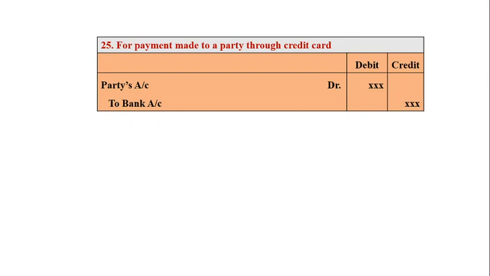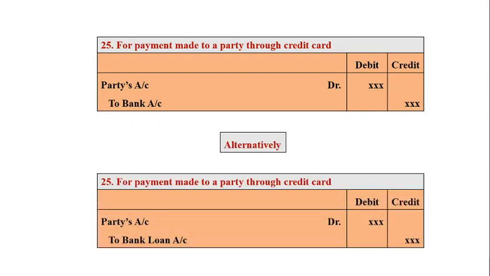25. For payment made to a party through credit card. Accounts involved here are party's account and bank account. Party receives and the banker gives, and therefore the journal entry is party's account debtor to bank account. Alternatively, if we consider that we get the bank loan, then instead of bank we can use the term bank loan account, and therefore the journal entry will be party's account debtor to bank loan account.